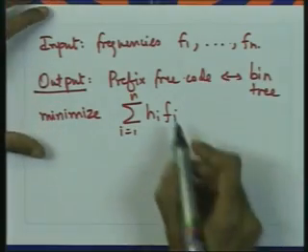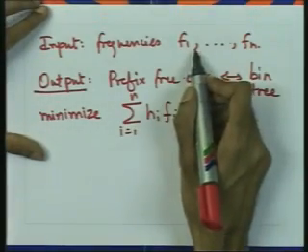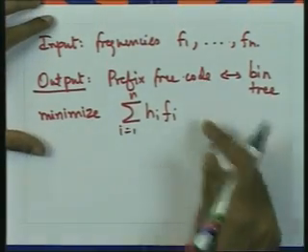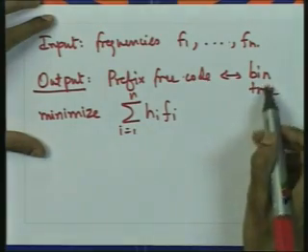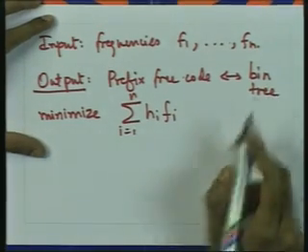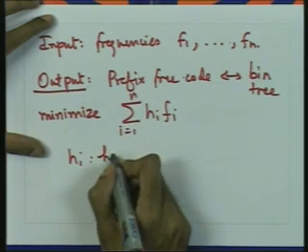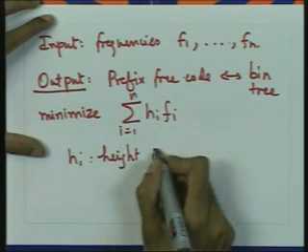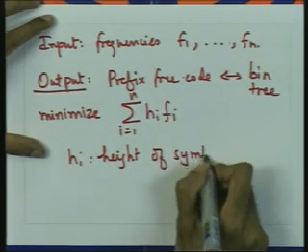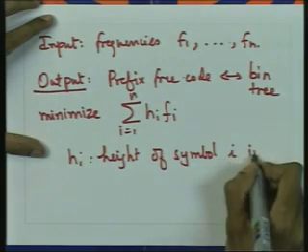Things with large frequencies must have short codes, which means they should be close to the root of this tree. So hi in fact is the height of symbol i in the binary tree.